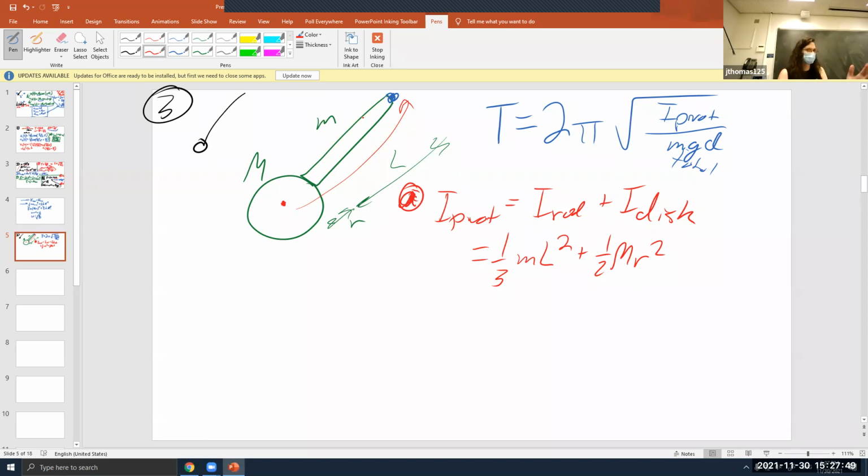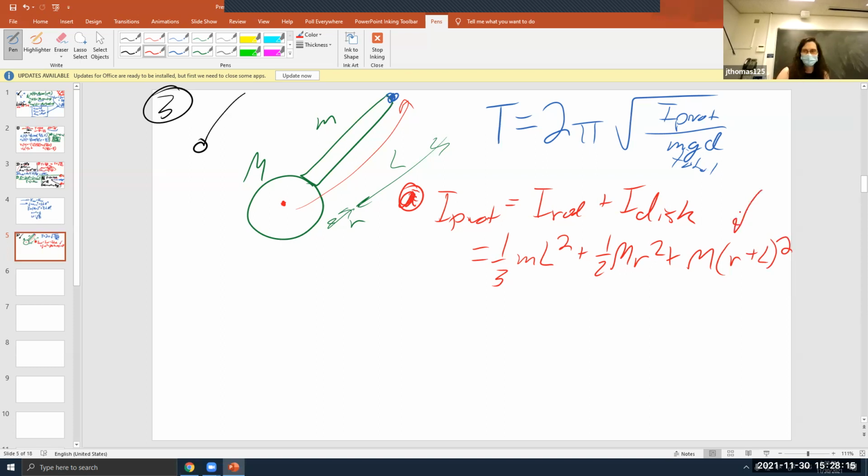Plus MH squared, or the parallel axis theorem, whatever you want to call it. It's going to be the parallel axis theorem. We just tack on a plus MH squared, where H is just the distance that we move it. So we're just going to add the mass of the disc itself, big M, times the distance that we want to move our axis. We want to move it little r plus big L. So little r plus big L, and that'll be squared because it's, again, MH squared.